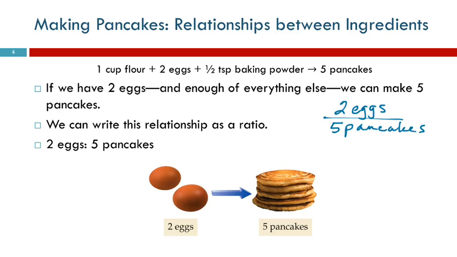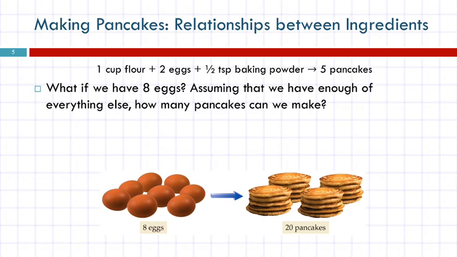Now, does that mean that 2 eggs are the same as 5 pancakes? No. But it means in this recipe, if I have 2 eggs, I could make 5 pancakes if I have the other stuff. It also means that if I want to make 5 pancakes, I'm going to need 2 eggs, right? So we take the numerical relationships in this equation and we can make conversion factors.